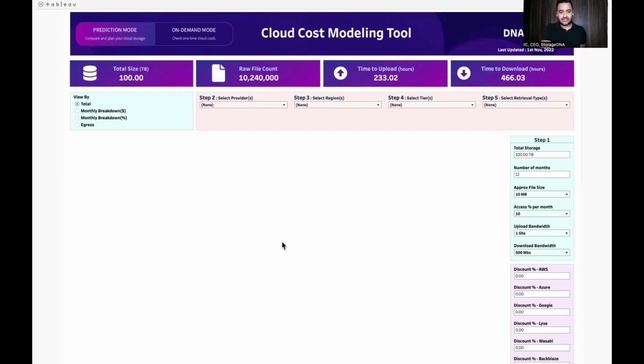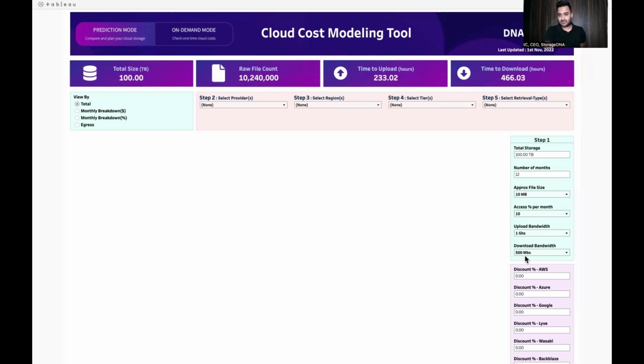One of the things that you'll notice right away is we have two modes of the cost modeling tool. One's the prediction mode, the other is the on-demand mode. What I'm going to walk you through right now is the prediction mode, right? So as you come into the prediction mode, you'll see a number of input controls.